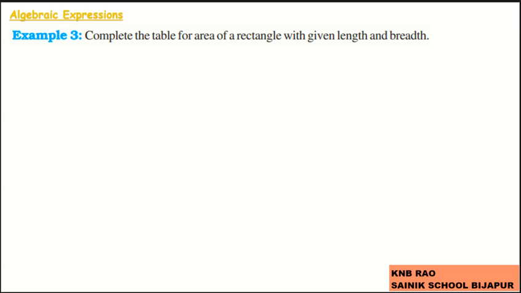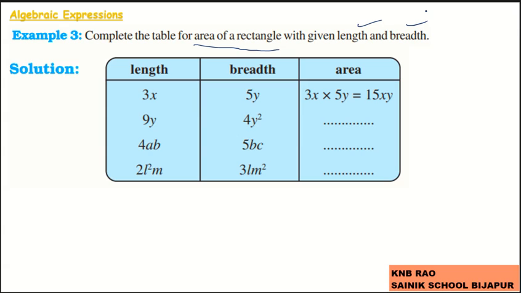Now children, we will go for some examples from the textbook. Example number 3. Complete the table of area of a rectangle. You know how to find the area of a rectangle, children? Yes, the area of a rectangle is the product of length and breadth. If we are given length and breadth, we find it by multiplying length and breadth. Like showing here, 3x into 5y gives 15xy, which is the result, and that is going to be the area.